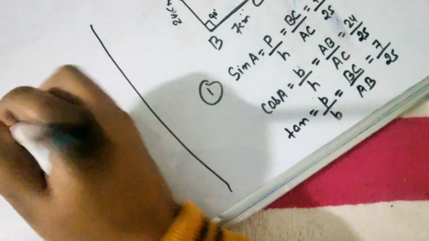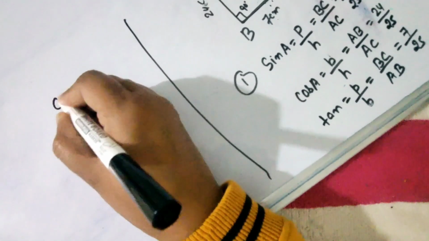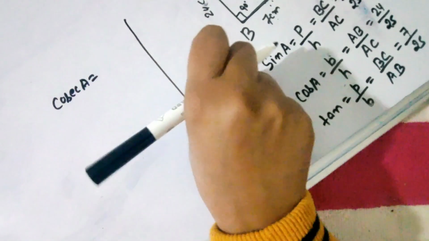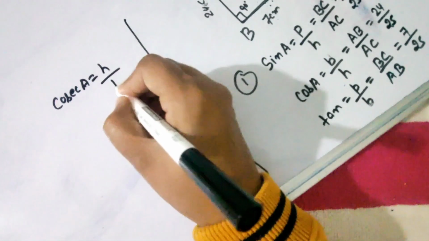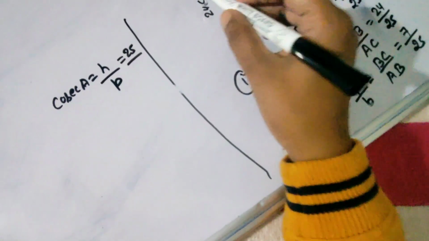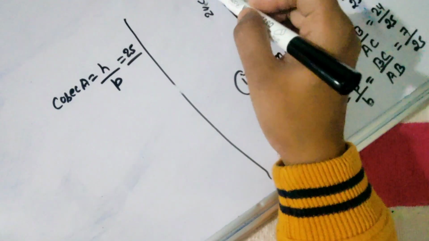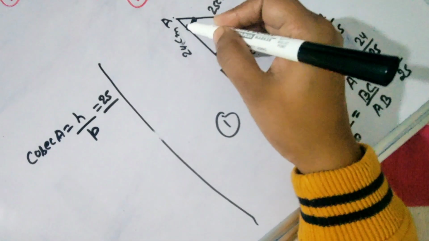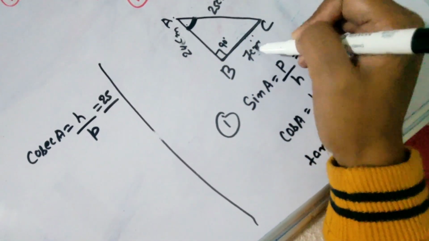Here sine is found, then you find cosec A. Cosec A, what formula? Hypotenuse by perpendicular. Hypotenuse is 25. For angle A, the perpendicular is what? 7 centimeters. Then 25 by 7.